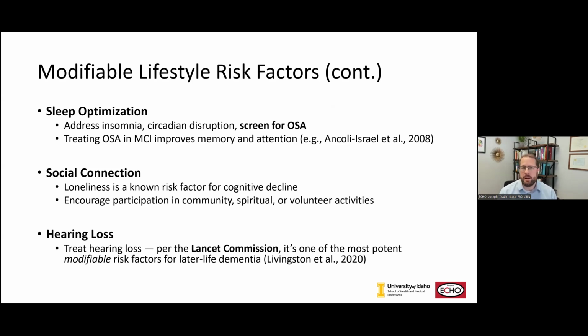And then hearing loss has been identified by the Lancet Commission as probably one of the most potent modifiable risk factors for later life dementia, although the evidence on this is variable depending on the study, but we know it's vitally important. So if you're hitting all the other ones, make sure you're also hitting hearing and doing hearing screening and then referring to audiology as needed. With that, I'm going to wrap because I know I went just 2, 3 minutes over.